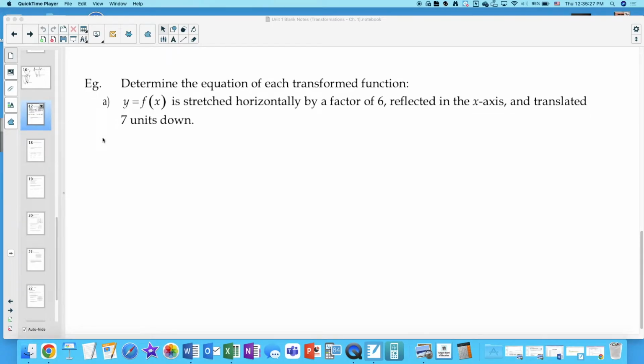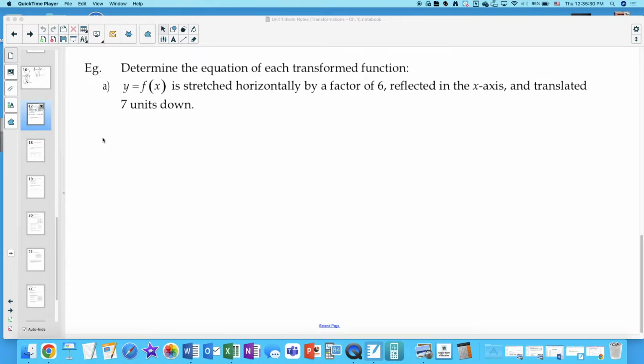So let's start with this. Determine the equation for each transformed function. I know some of you got started on this yesterday, that's totally fine, but I do want to go over this one and particularly the ones on the next page. So y equals f of x is stretched horizontally by a factor of 6, reflected in the x-axis, and translated 7 units down. Let's pick these apart one by one and figure out, based on the description of the transformation, what the parameters a, b, h, and k would be.